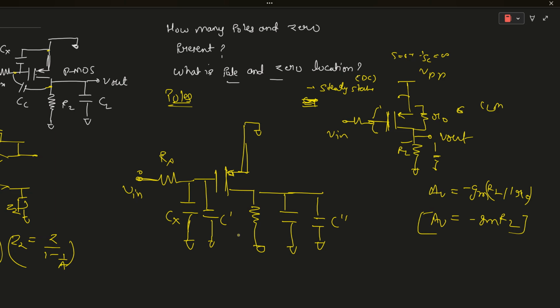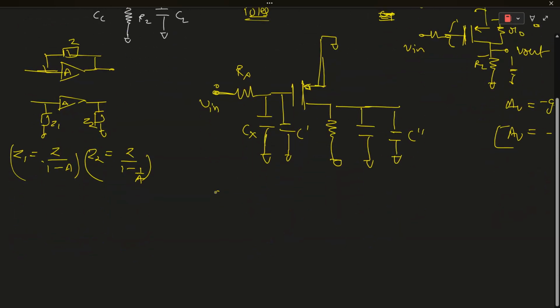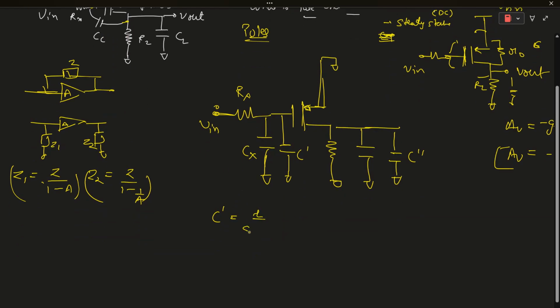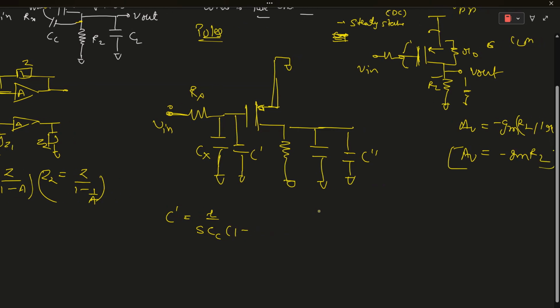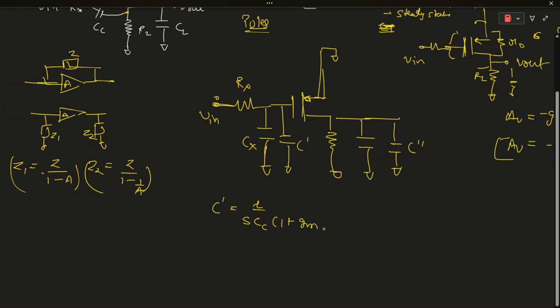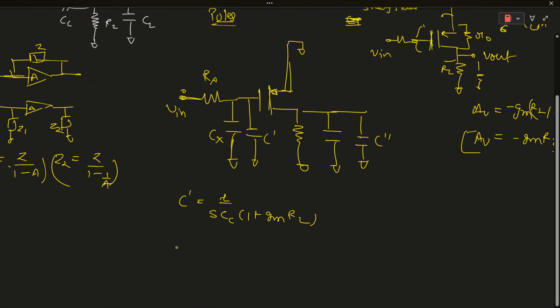So now we can find out this C dash and C double dash. C dash is Z, and what is Z for this CC, which is 1 upon SCC, over 1 minus A. AV is minus GM RL, which will become 1 plus GM RL. So C dash is equivalent to CC times 1 plus GM RL.